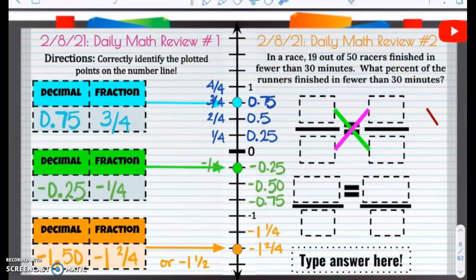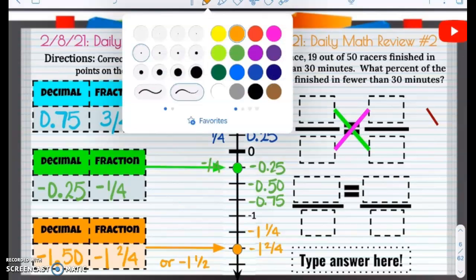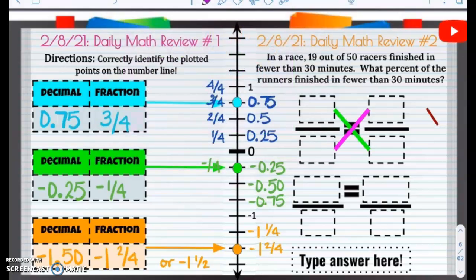Our DMR number 2: in a race, 19 out of 50 racers finished in fewer than 30 minutes. What percent of the runners finished in fewer than 30 minutes? So 19 out of the 50 finished in fewer minutes. We don't know what percent. There are a couple of things we don't even need. We know 19 out of the 50 total racers finished, and we always know that percent is out of 100.